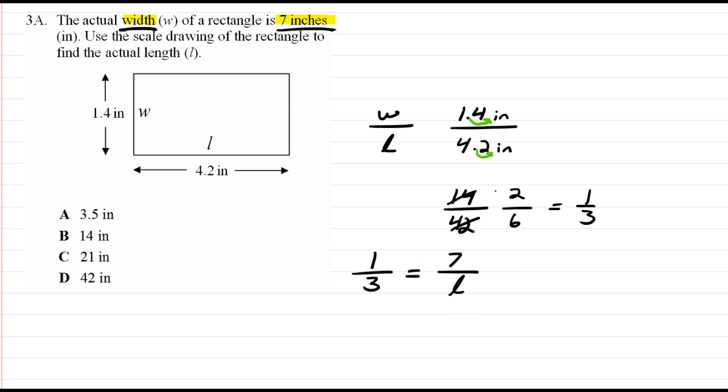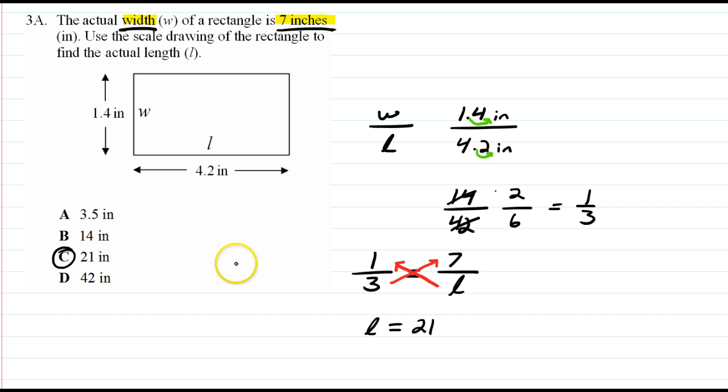When you have two fractions equal to each other, it's called a proportion. And the way you solve it is by cross multiplying. And so I get L times 1, which is just L, and 3 times 7, which is 21. So the actual length is 21.